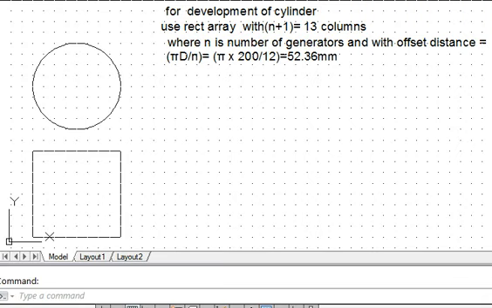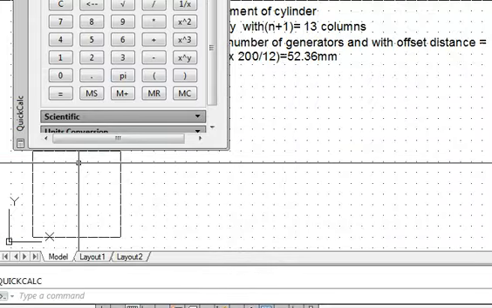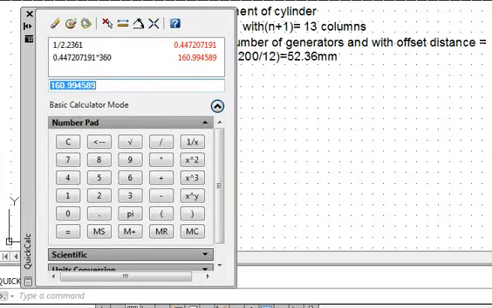So for getting the length of the circumference, we can simply multiply the diameter with pi. The diameter is 2 AutoCAD units here. I will take 2 AutoCAD units, multiply it with pi, and I get 6.283 AutoCAD units as the circumference.